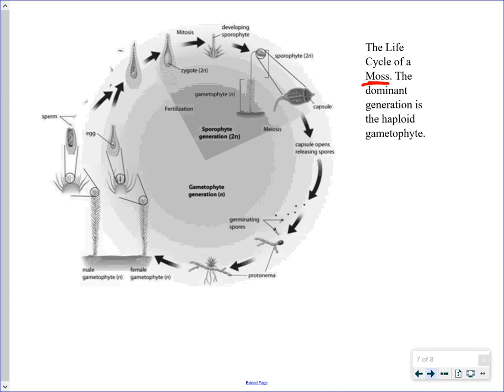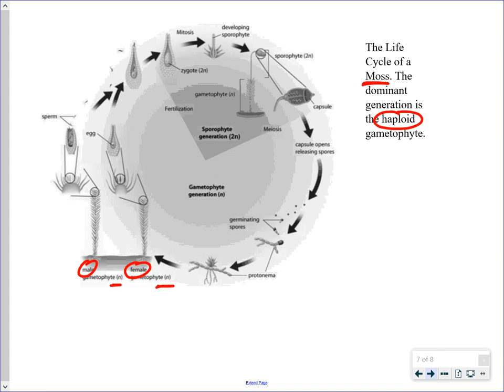This one is the moss. And secondly, in the moss, it is the haploid version that is the dominant one. So when you take a look at a moss growing on the forest floor, that is the haploid version of the plant. That is the gametophyte. So here they have identified the male and the female gametophyte.